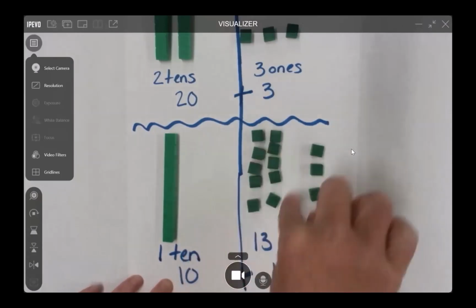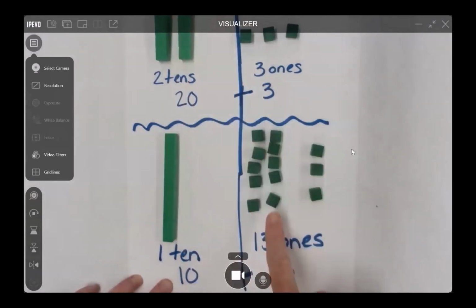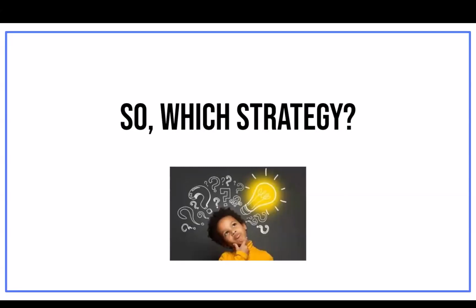We can compose ones to make tens, or we can decompose tens and trade them in for 10 ones. And we can do this different ways to show our number in more than one way. Today, we've talked about different strategies. We've also talked about using concrete, representational, and abstract strategies in the previous video. So, which strategy should we emphasize?